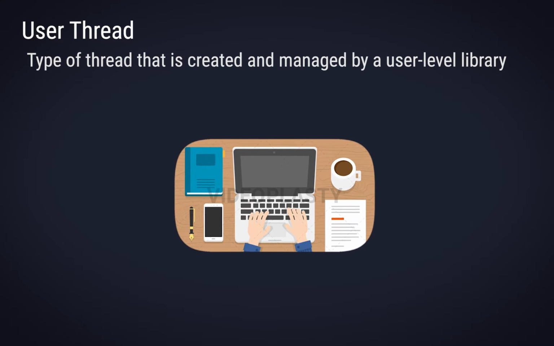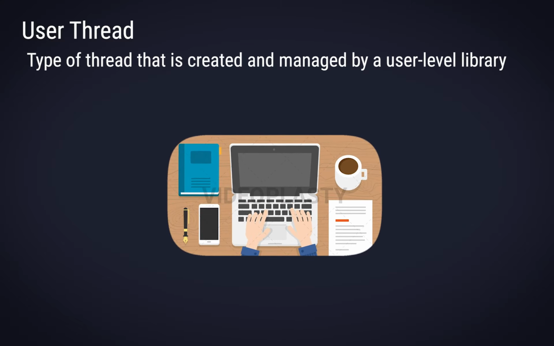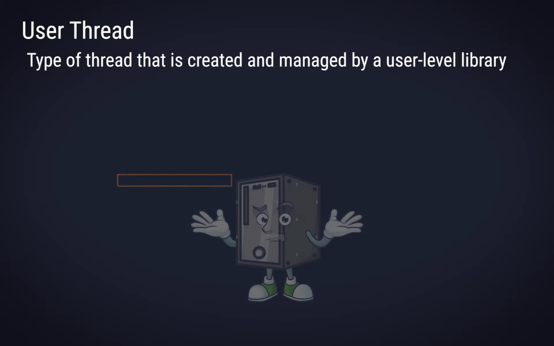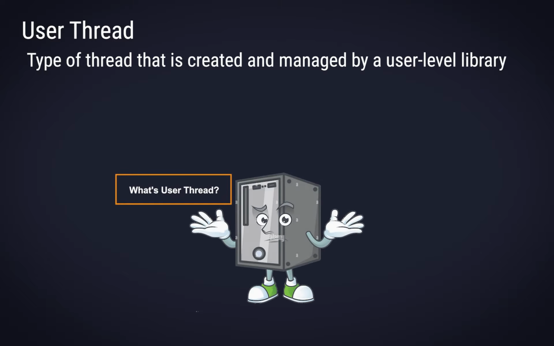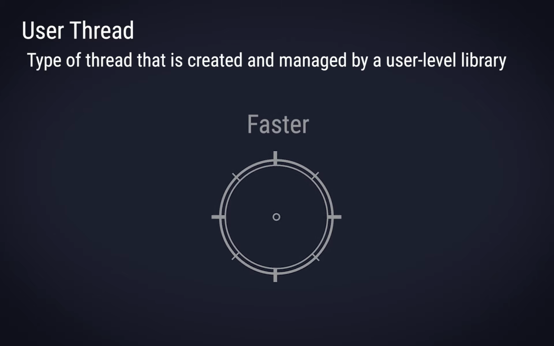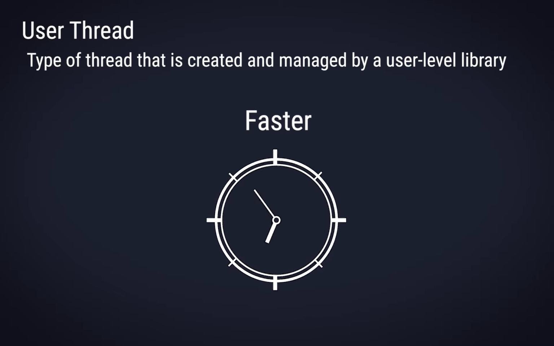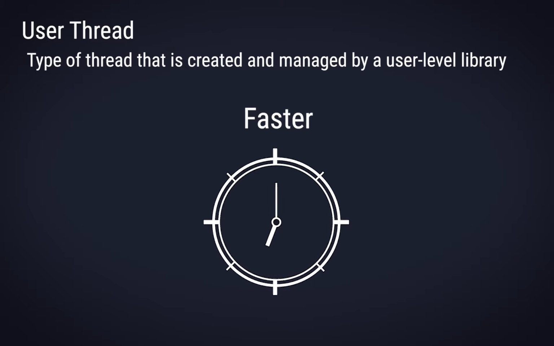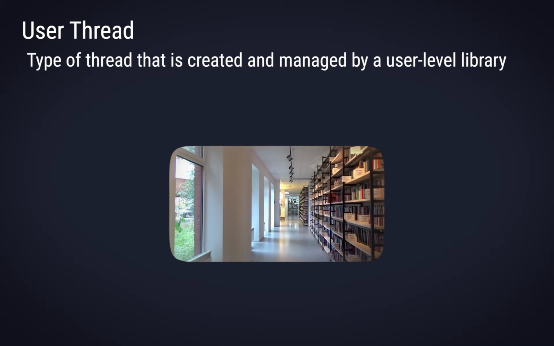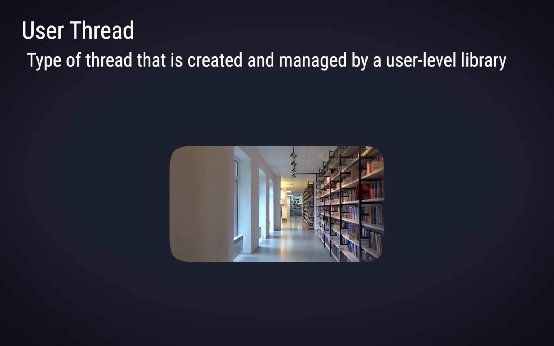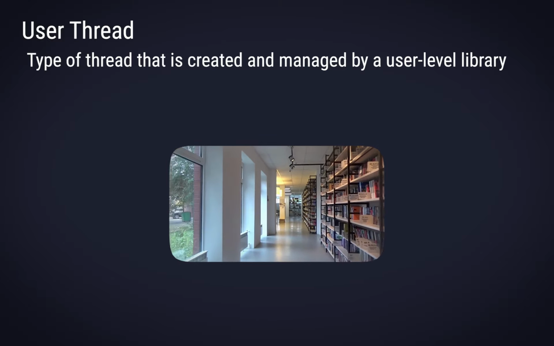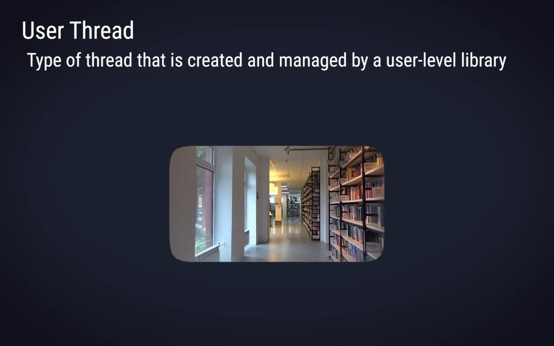User thread. They are created and managed entirely by the application or user-level library, rather than the operating system. The kernel is not aware of the existence of these threads. It handles them as if they were single-threaded processes. They are typically faster to create and manage than kernel-level threads, because they do not require system calls to create and switch between threads. The thread library contains APIs for creating and destroying threads, for passing messages and data between threads, for scheduling thread execution, and for saving and restoring thread contexts.